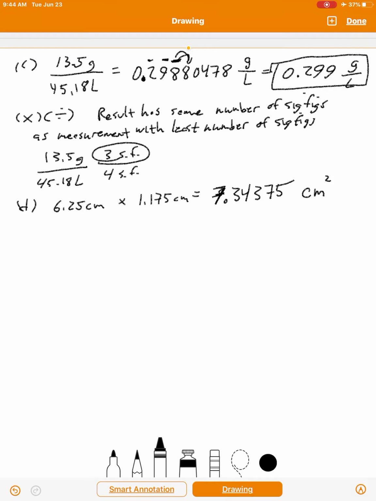Now, multiplication division. 3 sig figs. 1, 2, 3, 4. 4 sig figs. 3 is less than 4, so 3. So that means 1, 2, 3. You look at the number that comes after the third sig fig. It's less than 5, so it just gets truncated. You just drop it. There's your 3 sig figs.